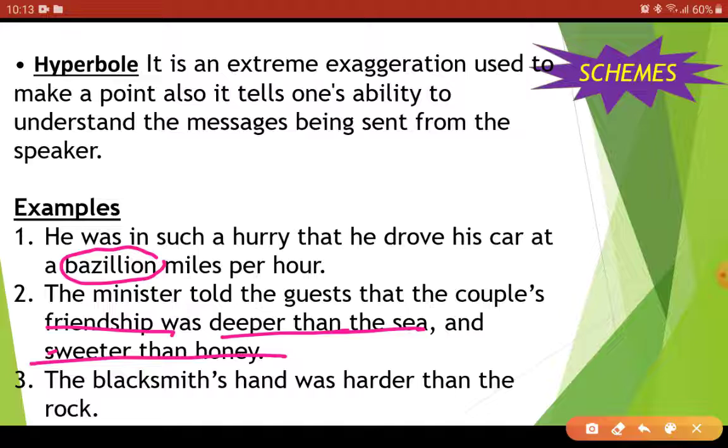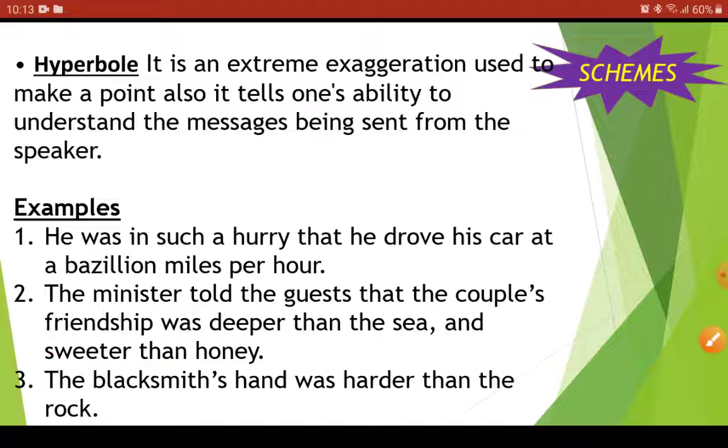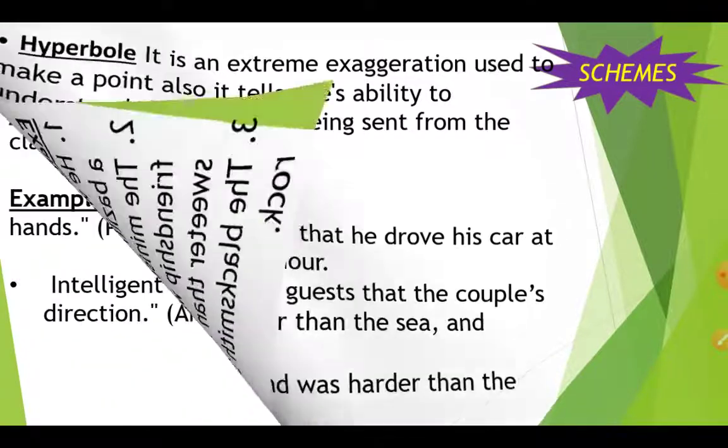what we call hyperbole. The blacksmith's hand was harder than the rock. Harder than the rock. You already know how hard a rock is, and still we are comparing this rock with hands. So all these are the examples of what? Hyperbole. Let's understand another term.